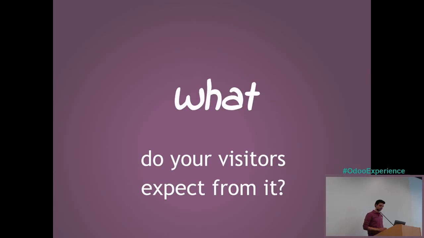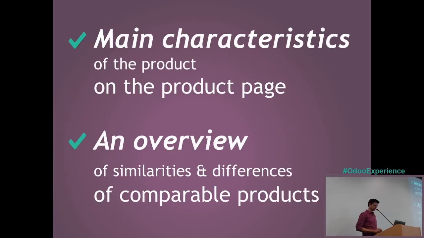So now let's go into the specifics of what your visitors expect from such a tool. What they expect is to see the main characteristics of the product on the product page, just as we had in the previous versions, and then an overview of similarities and differences of comparable products in the comparison tool. Okay.